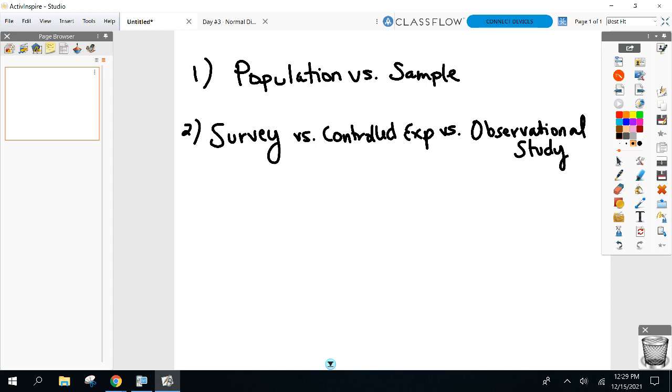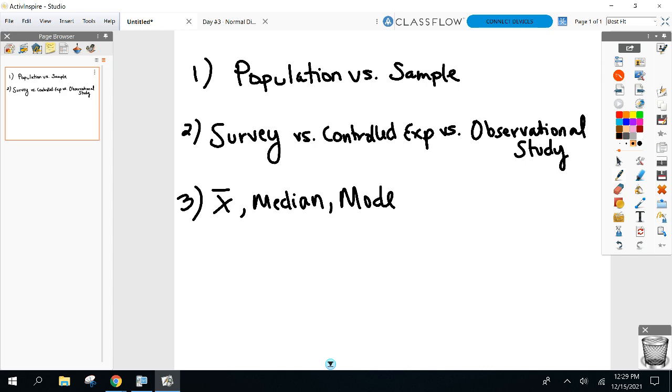Any issues with those three you want to go over? All right. Mean, median, and mode. Make sure you can find them off a table. Remember, your calculator will give you mean and median. You've got to do the mode on your own. That's all on you.